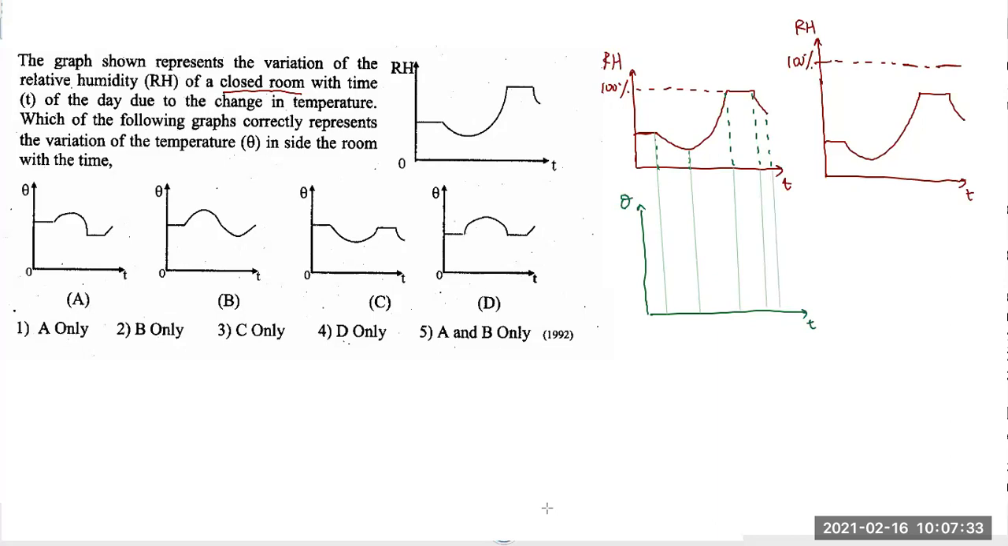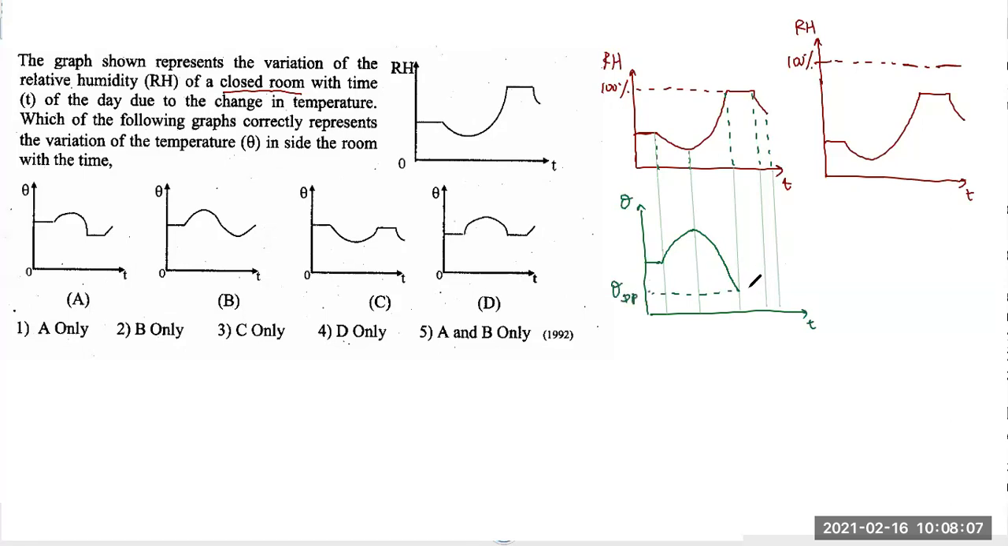First of all, the RH value is constant. If RH is constant, definitely temperature should have been constant. And then when RH is reducing, definitely temperature should have increased. Temperature should increase until this. And then RH is increasing, so temperature will decrease. And then if RH is reaching 100, now you have to be a little careful here. If RH has reached 100, then this temperature is going to be the dew point.